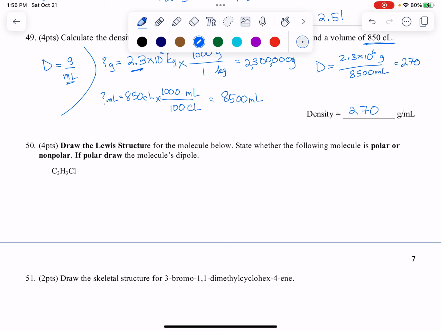Draw the Lewis structure for the molecule below. I think we're getting close to the end. Ooh, we got quite a few left. All right.